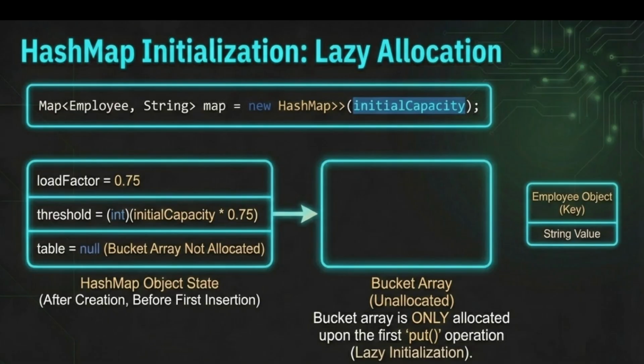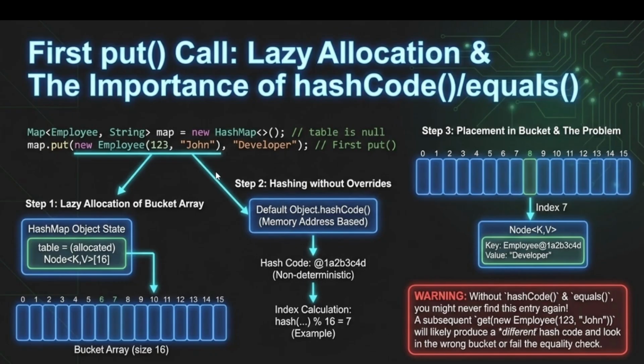Only upon the first put, the memory will be allocated. Now I can see the first put call, lazy allocation, the importance of the hash code and equals, which we will also see. I have a map with a new employee key and a value as a string. Whenever I put the data into that map, the lazy allocation of the bucket array happens, and the bucket array will be created with the default capacity of 16. As we discussed already, the default capacity of a HashMap will be 16.